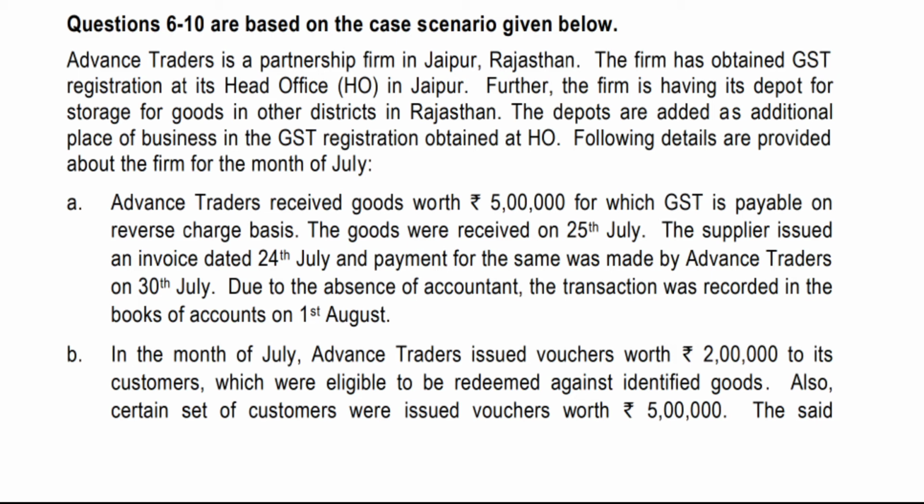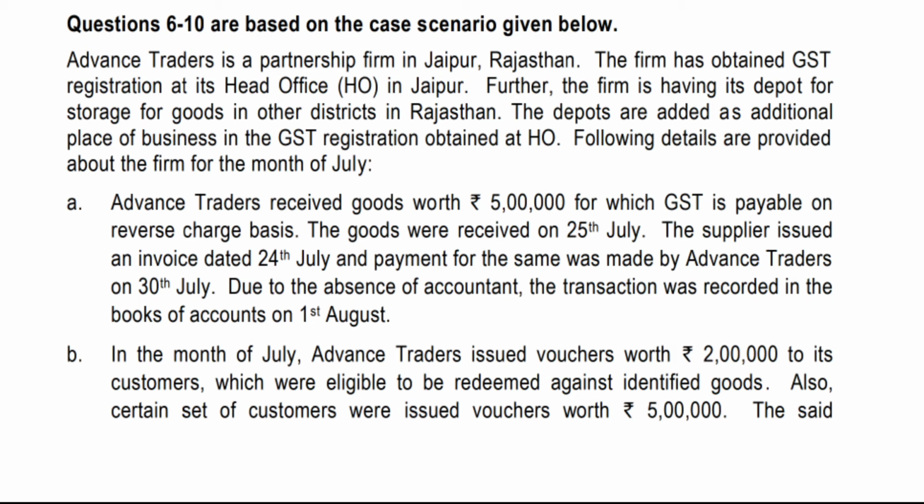The situation number 1. Advanced Trader received the goods worth rupees 5 lakh for which GST is payable on the reverse charge basis. The goods were received on 25th July. The supplier issued an invoice dated 24th July, and payment for the same was made by Advanced Trader on 30th July. Due to absence of accountant, the transaction was recorded in the books of account on 1st August. So in this case, time of supply is the earlier of the delivery of the goods, or the date of issue of invoice, 30 days from the date of issue of invoice, and the date of the payment, whichever is earlier. So in this case, the time of supply is 25th July, on the date when the goods is received.